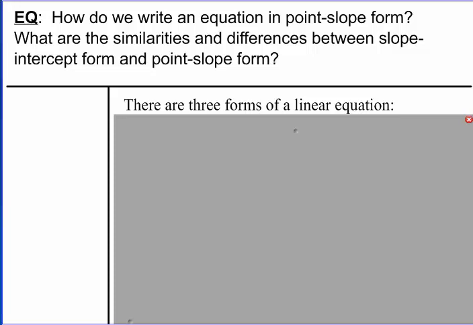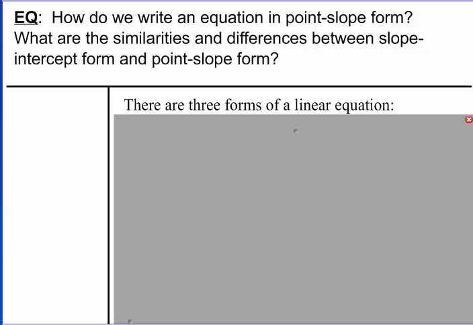We're going to continue talking about writing linear equations. Our essential question for this lesson: how do we write an equation in point-slope form? And what are the similarities and differences between slope-intercept form and point-slope form?